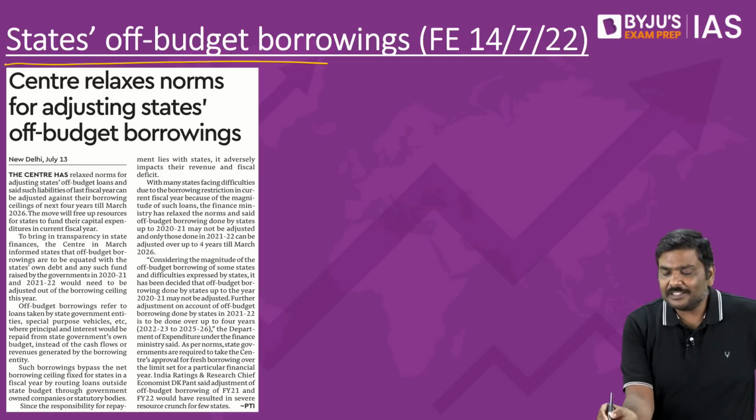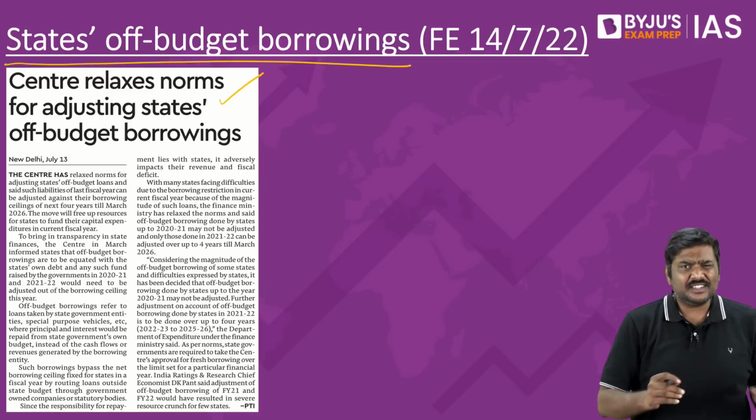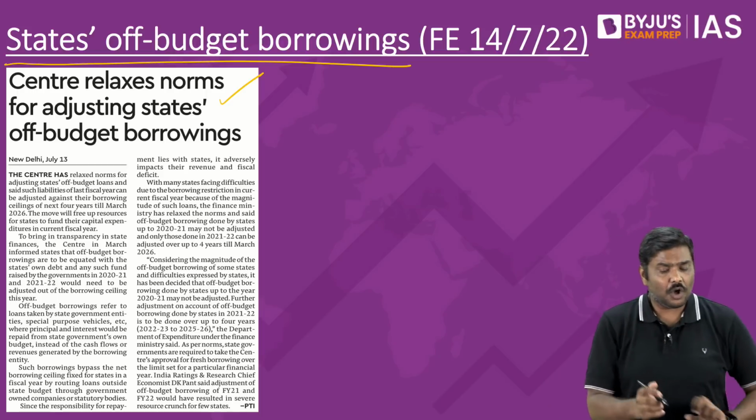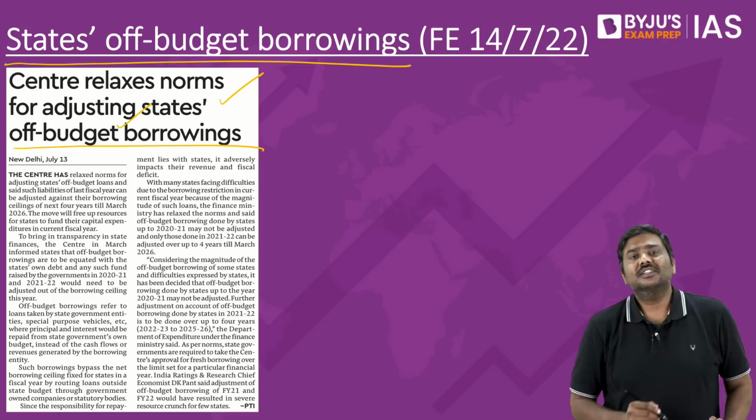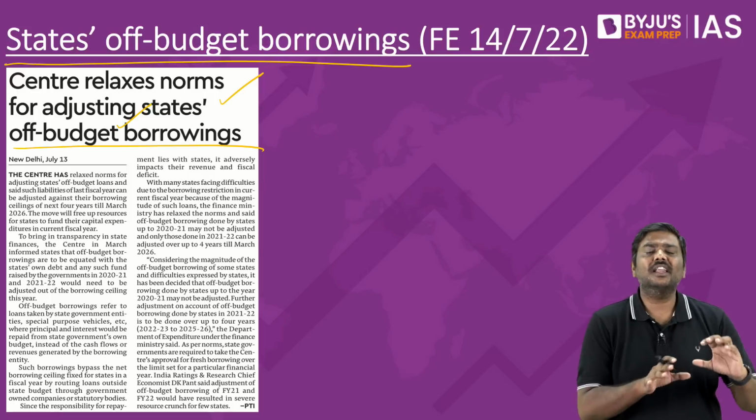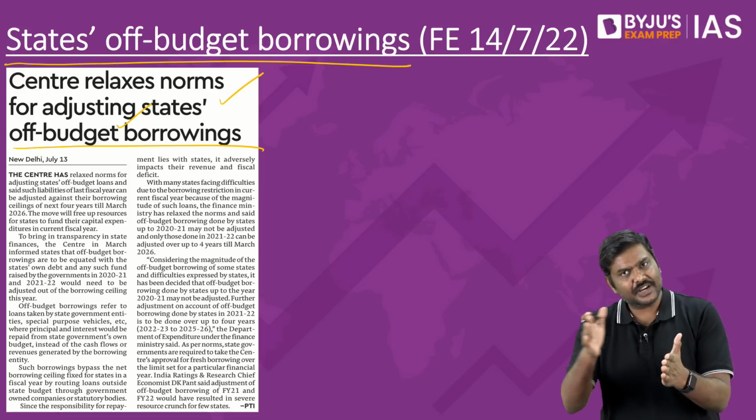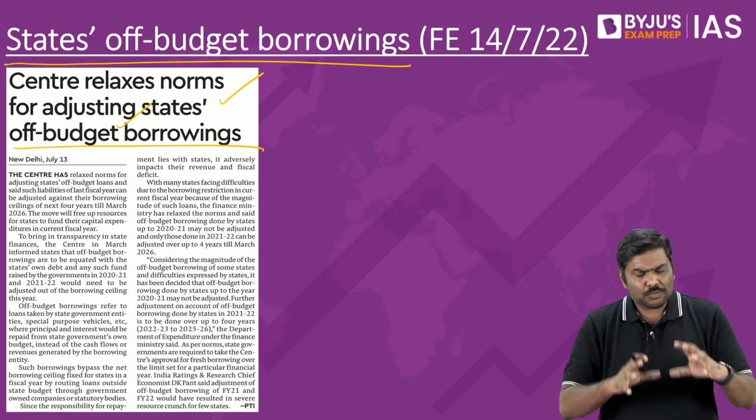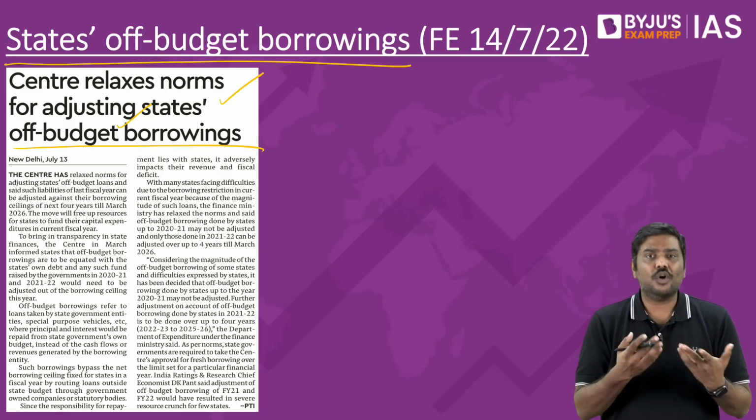States' off-budget borrowings. Very recently, the central government has relaxed certain norms for adjusting the off-budget borrowings of the states. What is the article about? A lot of technical concepts have been provided. Let's understand one by one. First and foremost, what do you mean by off-budget borrowing?